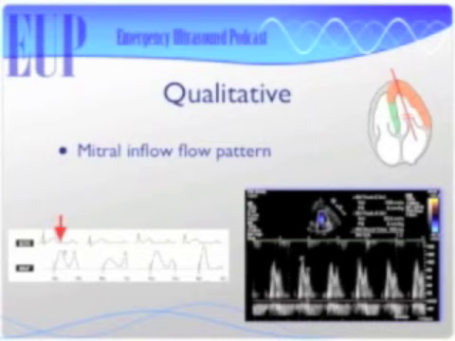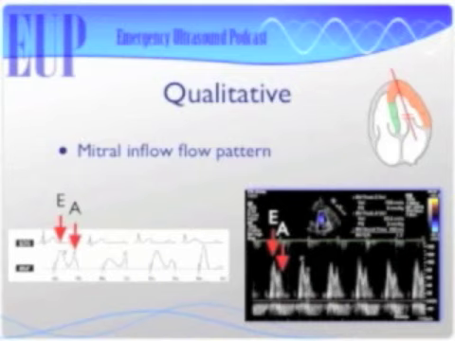The mitral valve flow all the way to the left is normal. The one next to it is impaired. That's where your E is less than your A, because now your atria is having to work harder because you're starting to get some decreased relaxation of the left ventricle, okay? And your A has to sort of kick in and do more of the work.